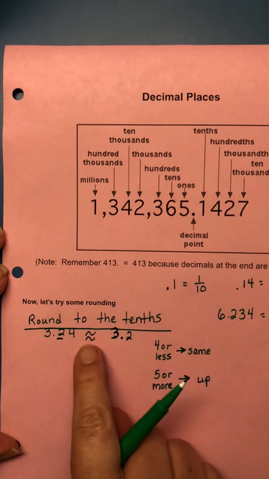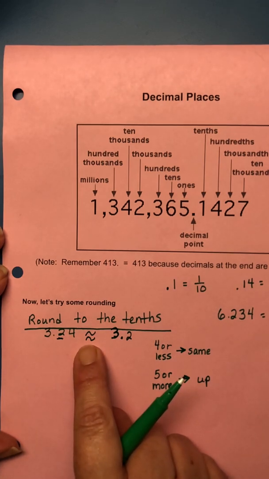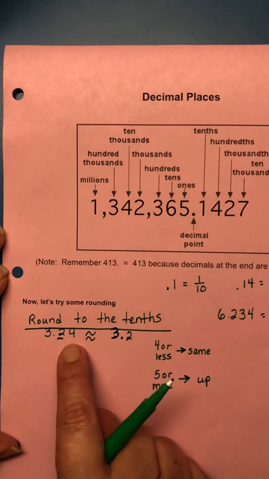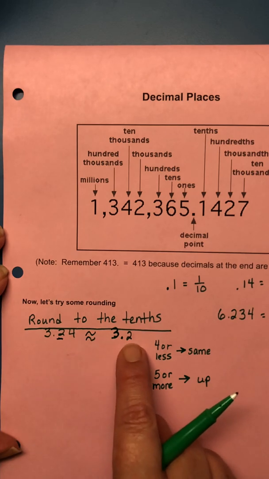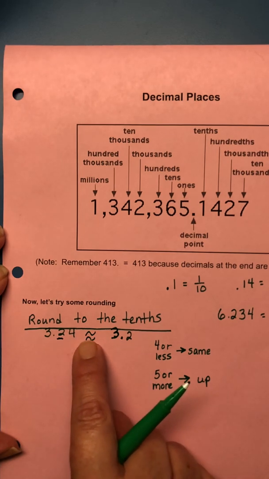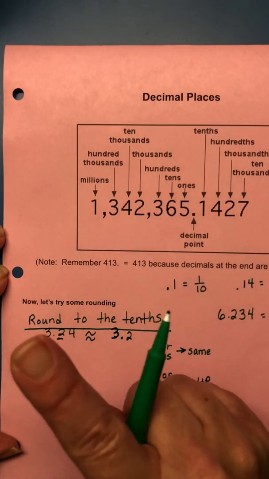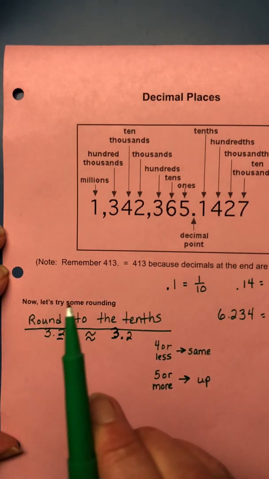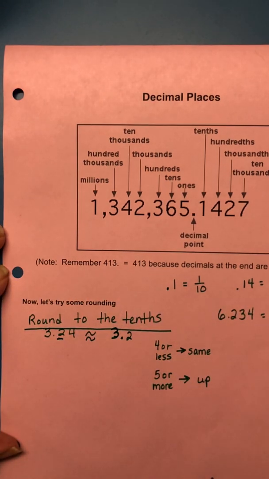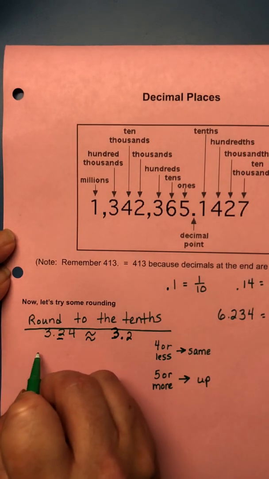3.2. This symbol, I'm not sure if you've seen it before. A lot of kids said they hadn't. This means approximately equal to, because 3.24 is not equal to 3.2. It's kind of equal, right? Kind of equal, okay? Approximately equal to.